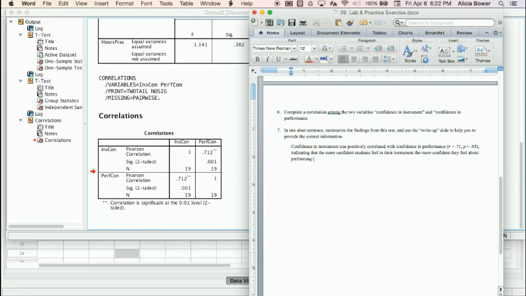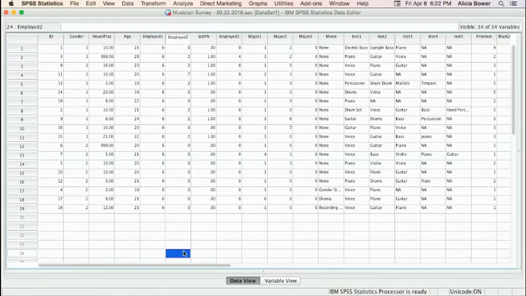And sometimes I'll put the opposite as well, or that the less confident students feel in their instrument, the less confident they feel about their performance. All right. So this is how you would do those tests. So again, that's the kind of answer I'm looking for in this.